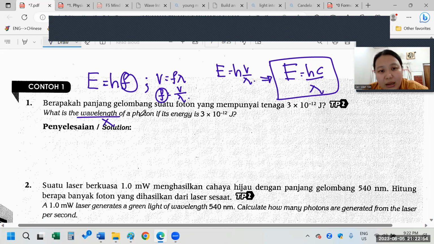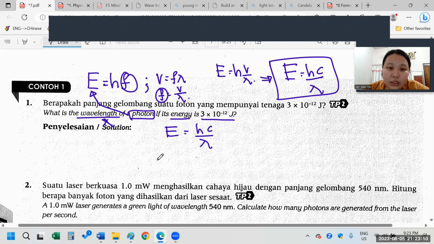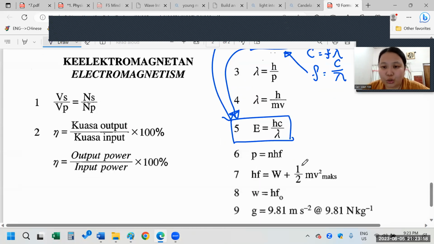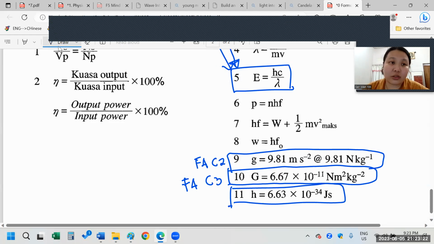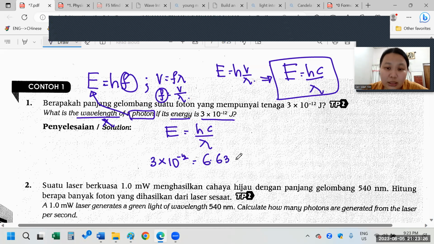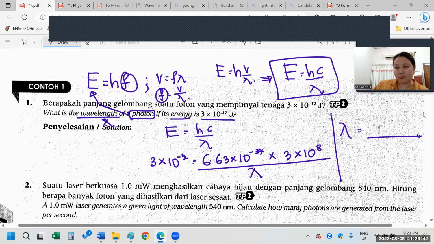Now, how to solve this problem? What is the wavelength lambda of a photon? When I say photon, what is photon? Discrete energy packet. If the light energy is this, we use E equals hc over lambda. So E is 3 times 10 to the power of negative 12 equals h, 6.63 times 10 to the power of negative 34, times 3 times 10 to the power of 8, divided by lambda. So lambda equals... press calculator.